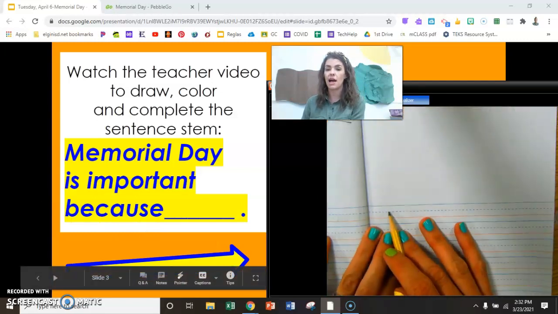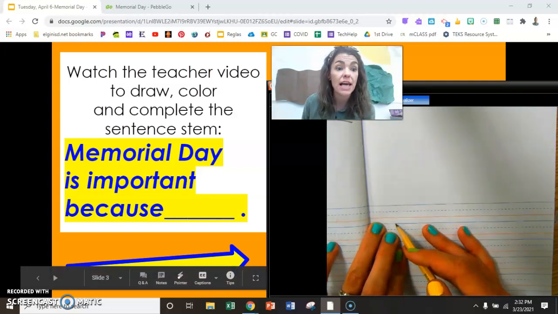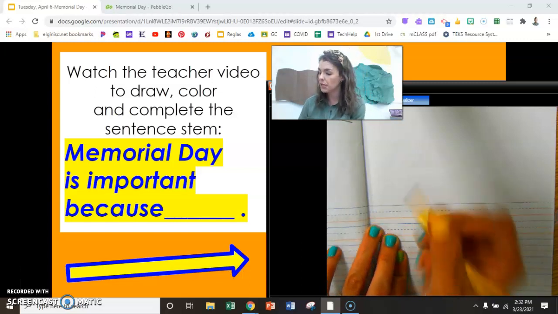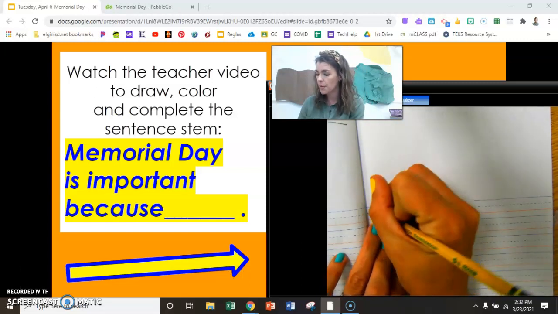And now that we have our date, save this spot for your beautiful picture. And let's move to our lines to start our sentence together. It begins with a capital letter M in memorial. Repeat it and write it with me. Here we go.